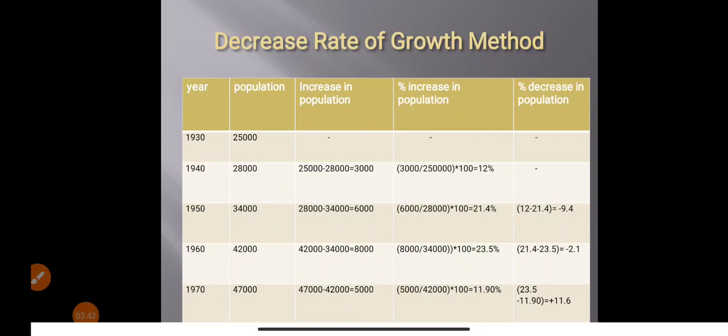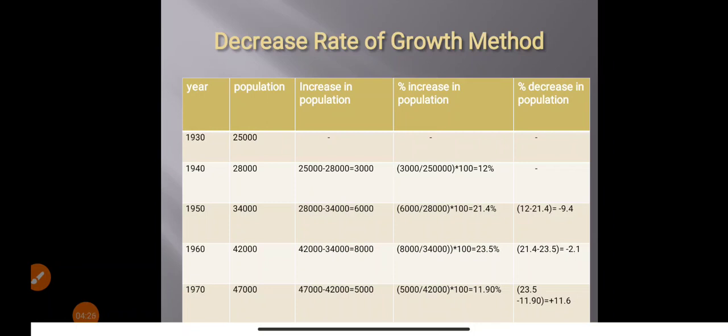The year is given as 1930, the population is 25,000, whereas in 1940 it is 28,000, in 1950 it is 34,000, in 1960 it is 42,000, and in 1970 it is 47,000. So only these 2 columns were given in the problem. Next column: we have done the same type of problem in the incremental increase method. There we calculated the increase in population.